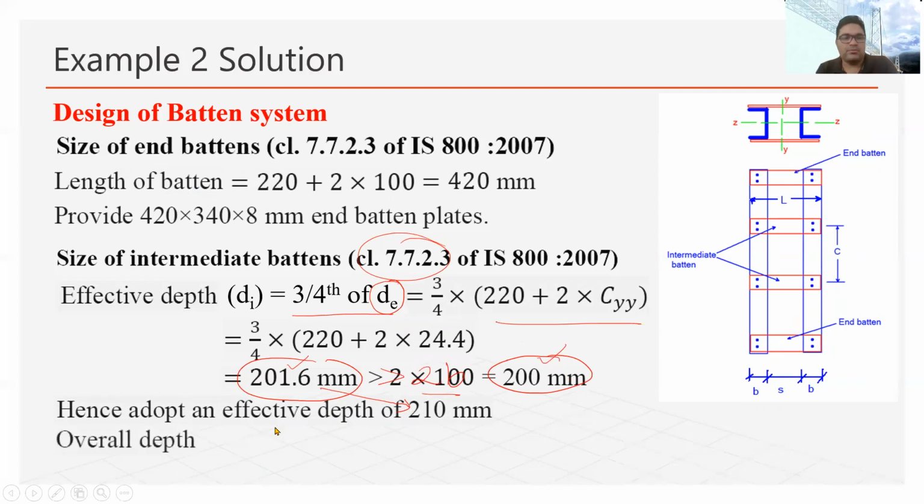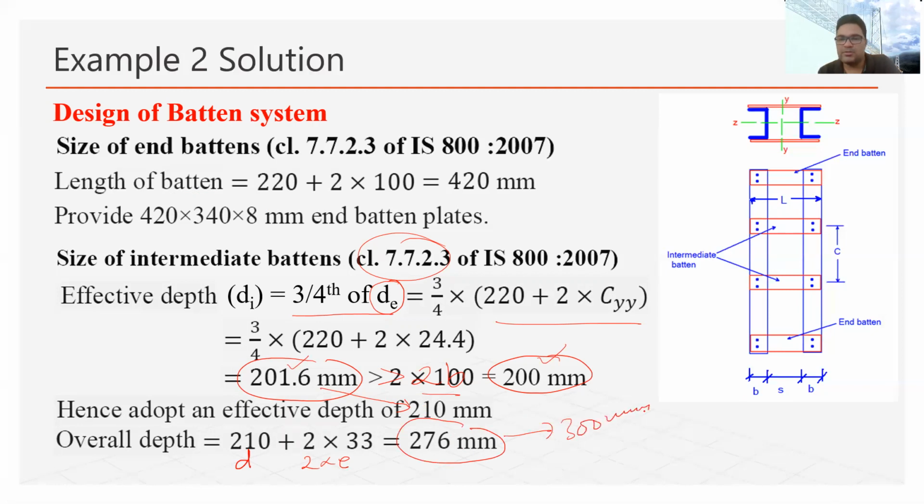Now the overall depth of the batten can also be calculated, which is the edge distance from both ends and the effective depth. So this is the D value, and this is the 2 times edge. The same process we are following here, like we have done in the end batten case. So this time the overall depth of the batten becomes 276. So what we can do is roughly take it as 300. If we are taking the higher value, it means we are on the safer side.